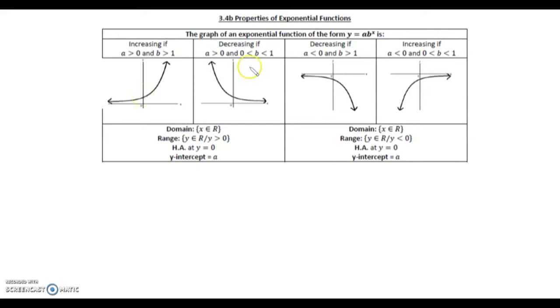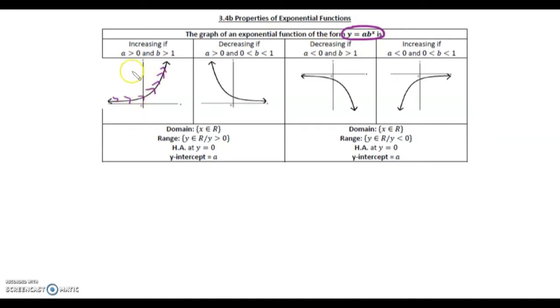Okay, 3.4b, properties of exponential functions. So the graph of an exponential function is in this form right here: y equals ab to the x. Okay, so this graph is increasing. So remember, we read from left to right. So we can see that this is going up.